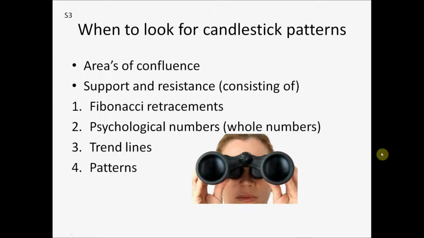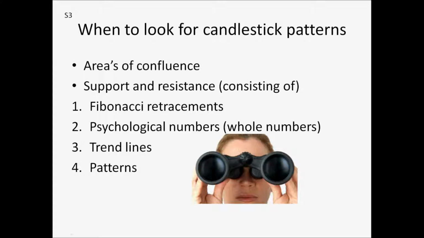When to look for candlestick patterns. Okay, now areas of confluence. We talk about areas of confluence when price consolidates around a certain area, normally at a price that it's been consolidating at previously, at some point in the past. These are known as areas of confluence. Support and resistance, which consist of Fibonacci retracements, psychological numbers or whole numbers, trend lines and patterns. These are all areas where we should be looking for candlestick patterns. Again, if we refer back to the other slide, it says we don't use them randomly.